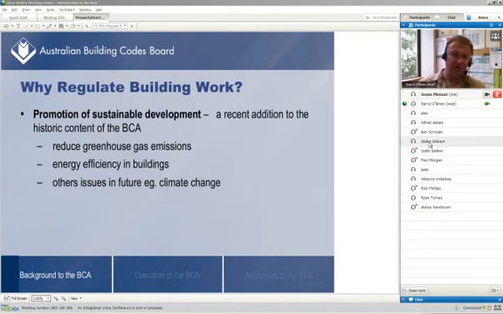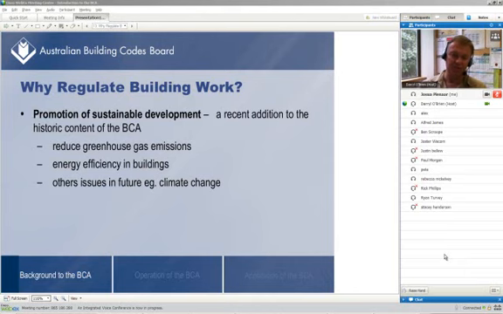In addition to that, recently, 2003, sustainable development became an addition to the BCA, and that was to reduce greenhouse gas emissions, reduce energy, improve energy efficiency of buildings, and also look at future climate change mitigation. So basically the BCA in Volume 2 looks at the building fabric and some of the operational features of a building, and it looks to reduce greenhouse gas emissions by improving insulation, glazing efficiency, and so on and so forth. Some operational things are light globes and hot water systems, those sorts of things. So that's also in the BCA.